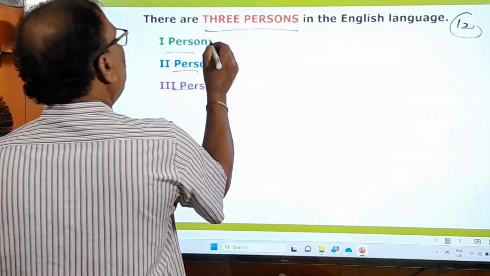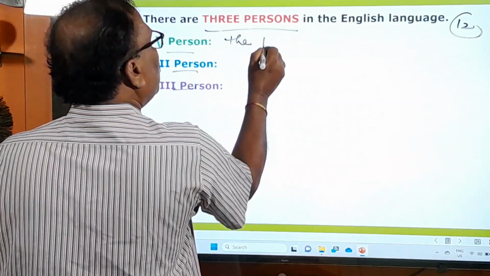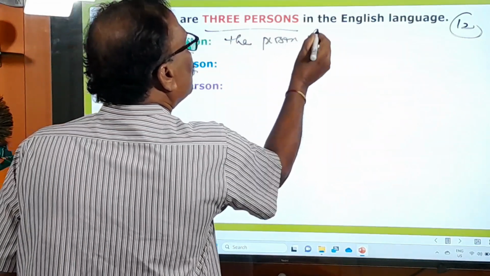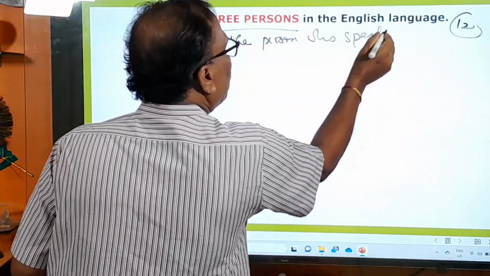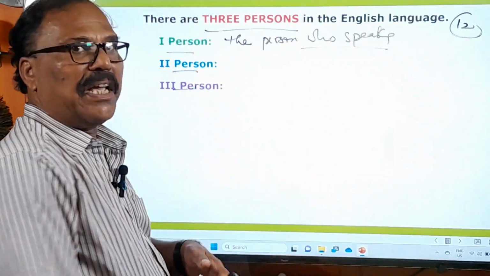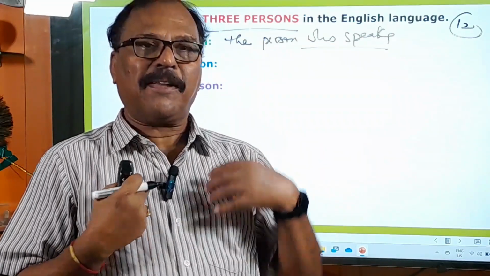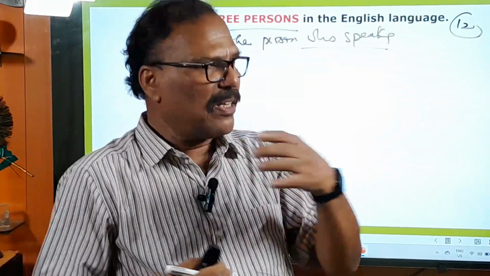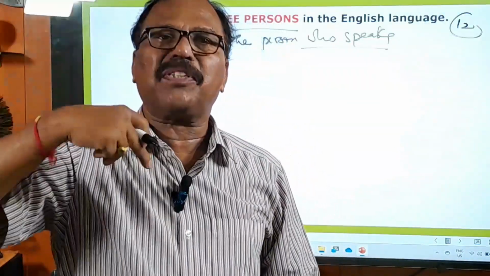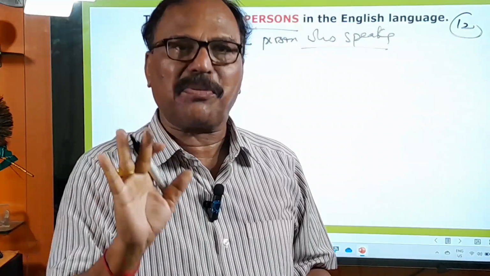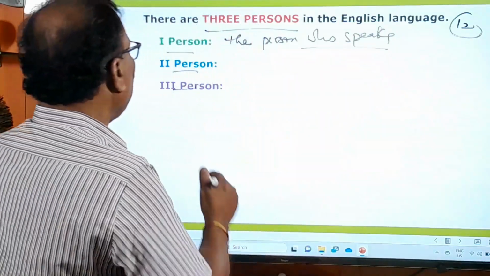What is the first person? First person means the person who speaks. That is the first person. The person who speaks. ఎవడు మాట్లాడితే వాడే ఫస్ట్ పర్సన్. If I speak, I am the first person. If you speak, you are the first person. If he speaks, he is the first person. If she speaks, she is the first person. Whoever speaks, that is the first person. ఎవడు మాట్లాడితే వాడే ఫస్ట్ పర్సన్. Right. And then what is the second person?